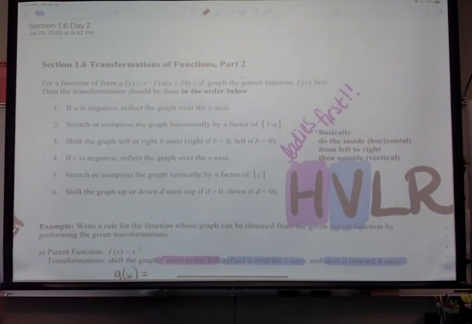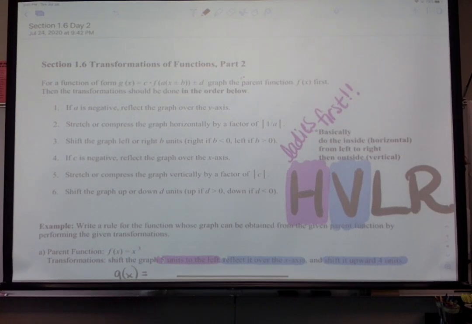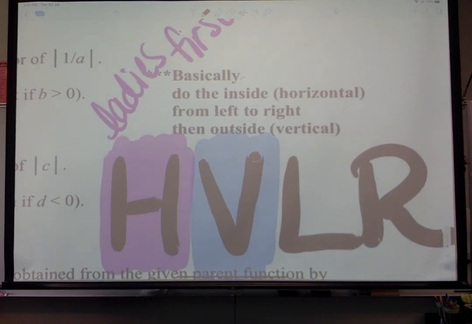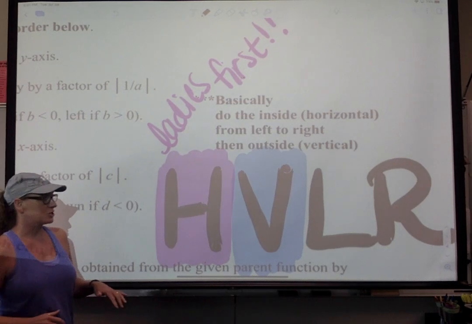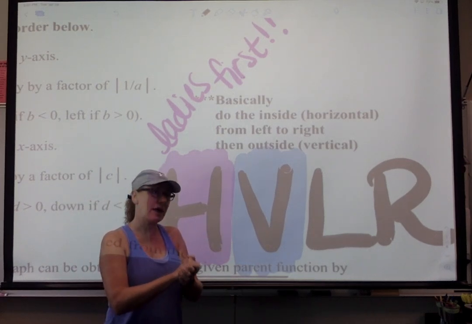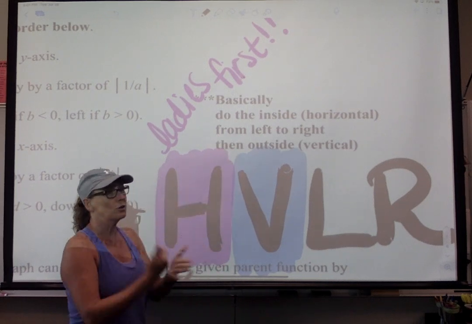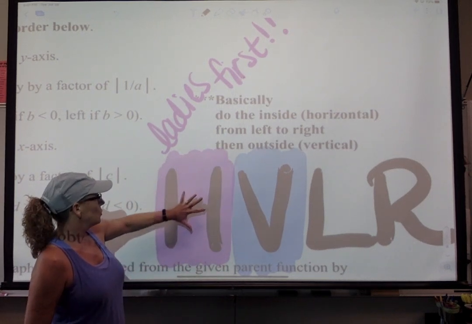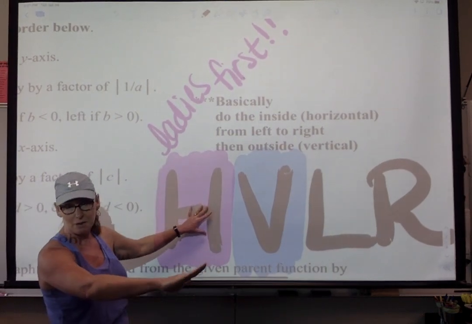Hey guys, I have your notes for 1-6 day 2 pulled up, and a couple of reminders here on the front. I just gave you a reminder about the order in which you need to list your transformations. So if I give you an equation and say list your transformations, and you say, okay, this has been done, this has been done, this has been done, this is the order in which you have to tell me. So you have to somehow remember, think pink, ladies first, or remember the acronym.